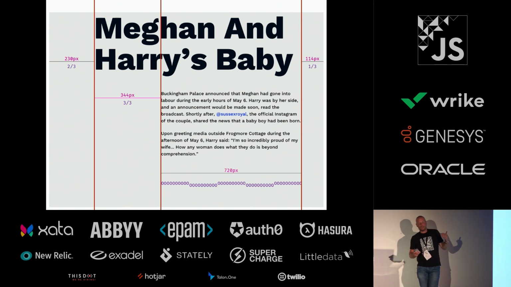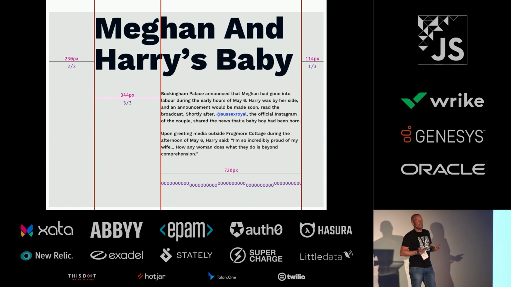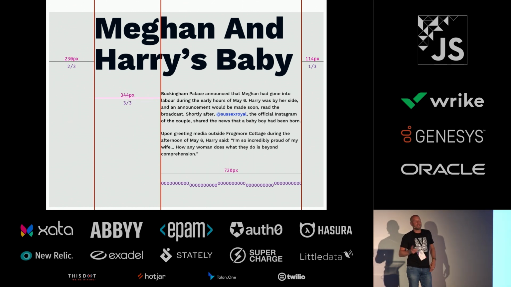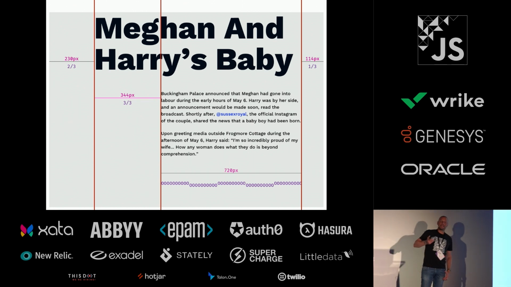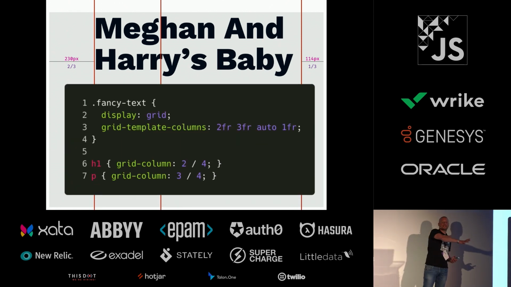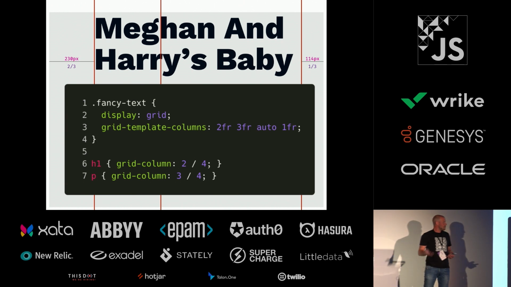And what's also important here is that most of these columns are mostly occupied by just white space. And distributing white space is something that can be done perfectly by using CSS Grid. CSS Grid is just perfect for that. And I will show you how this looks. You have a wrapper class around this. Let's say it's called fancy text. And you give it display grid. And then you use grid template columns 2fr, 3fr, auto, 1fr.